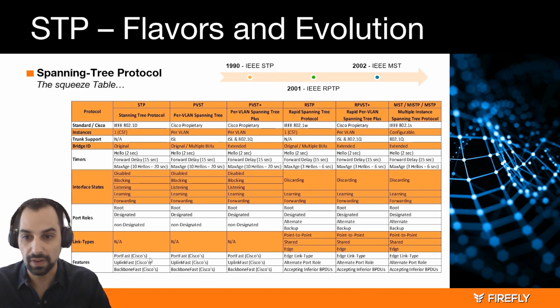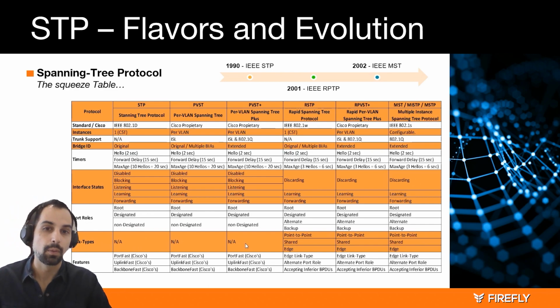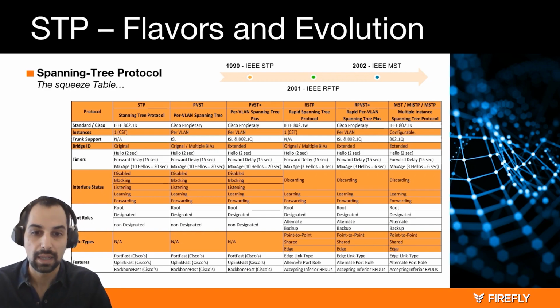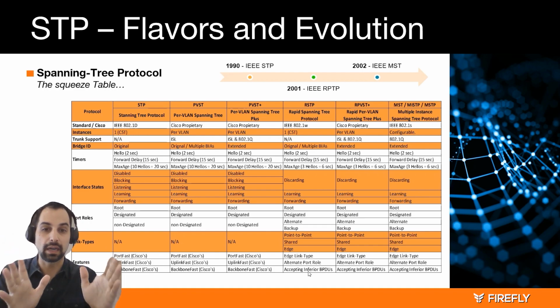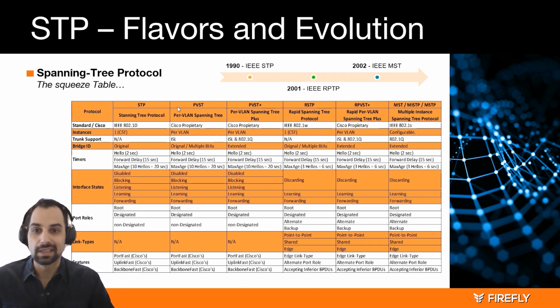Basically, if you read about PortFast, UplinkFast, and BackboneFast, these features were added to the newer flavors of Rapid Spanning Tree and MST. Basically, with maybe some minor differences, the features that were PortFast, UplinkFast, and BackboneFast became part of the standard as edge link type, alternate port roles, and accepting inferior BPDUs in the case of a link failure that is not directly connected. So, well, I hope this table can help you, that tries to summarize or put together all the different flavors and the evolution of the spanning tree protocol.